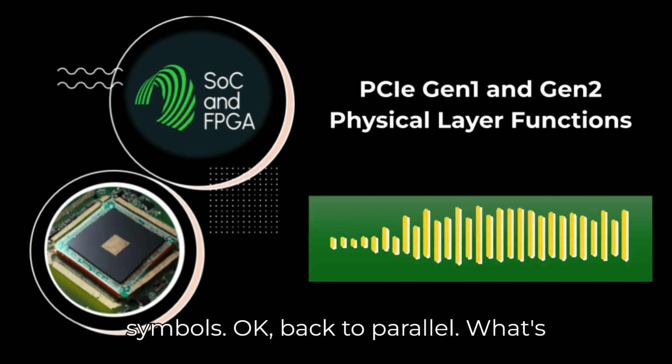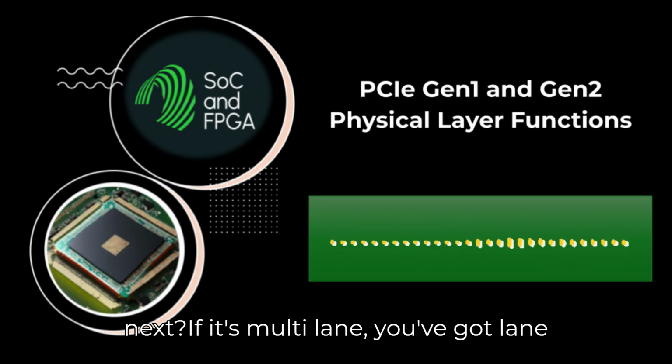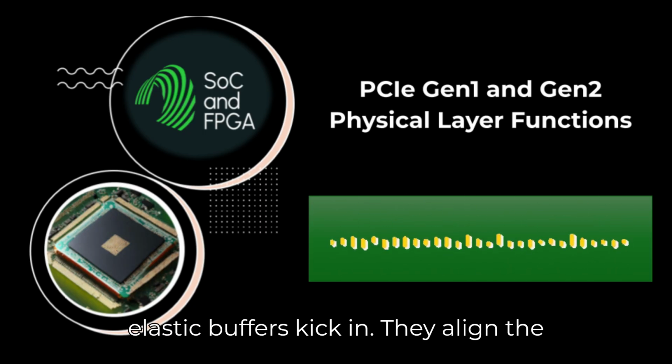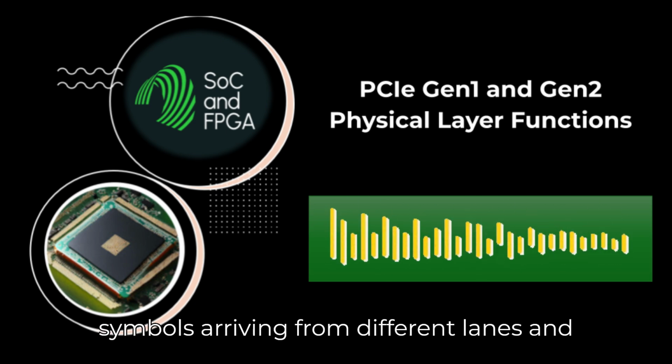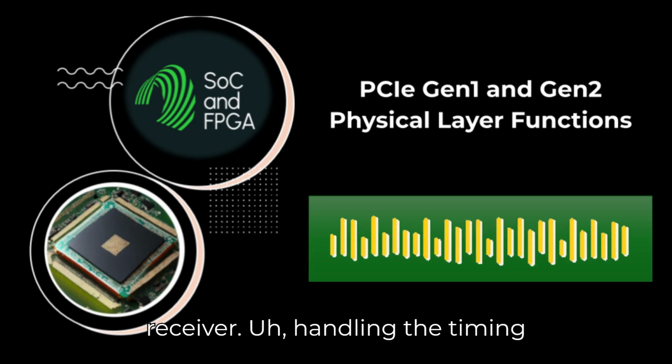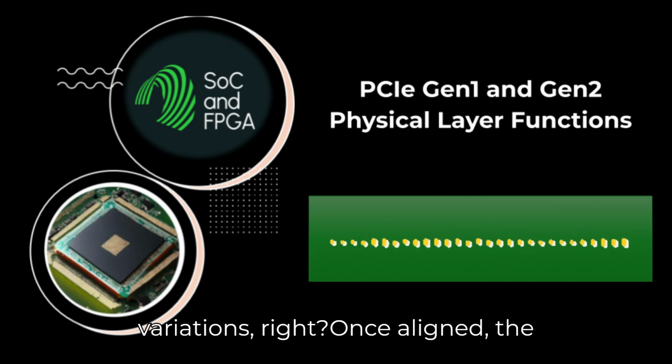Okay, back to parallel. What's next? If it's multi-lane, you've got lane-to-lane skew. So deskew logic and elastic buffers kick in. They align the symbols arriving from different lanes and also absorb tiny clock frequency differences between the sender and receiver. Ah, handling the timing variations.